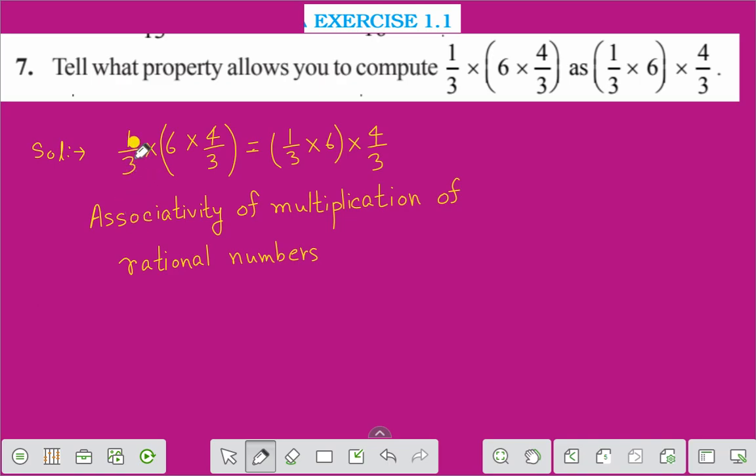That is, (1/3 × 6) × 4/3 is equal to 1/3 × (6 × 4/3). These are equal to one another. Therefore, we can say that the property used here is associativity of multiplication of rational numbers.